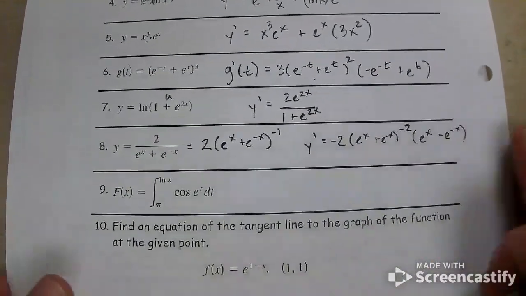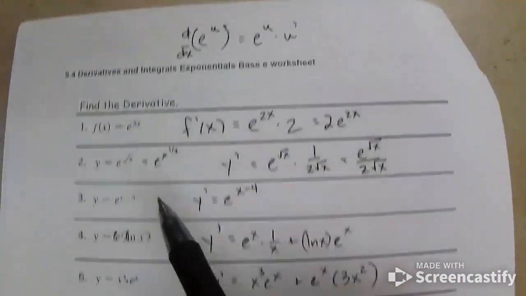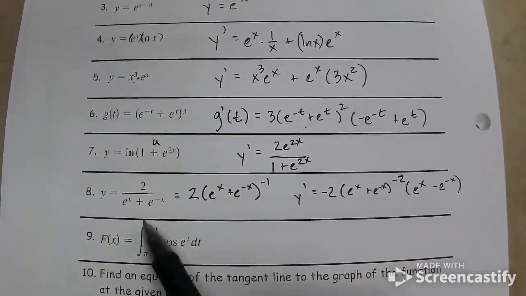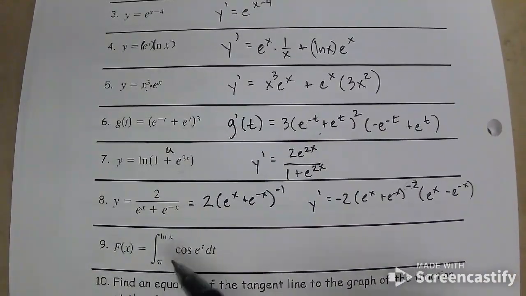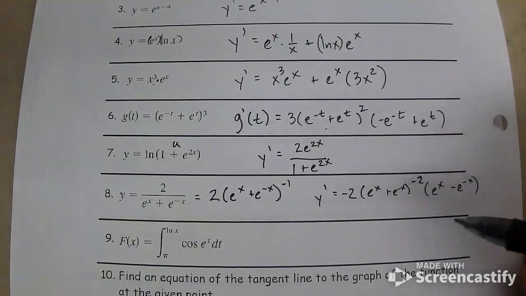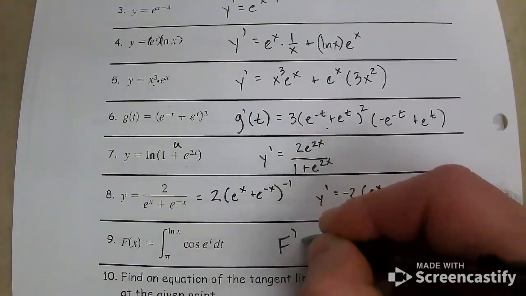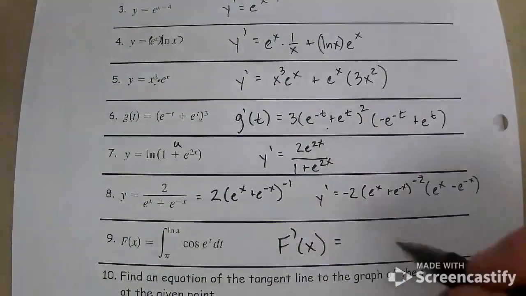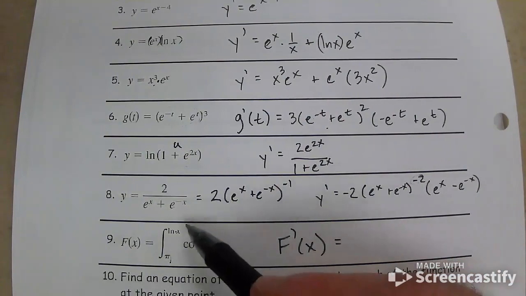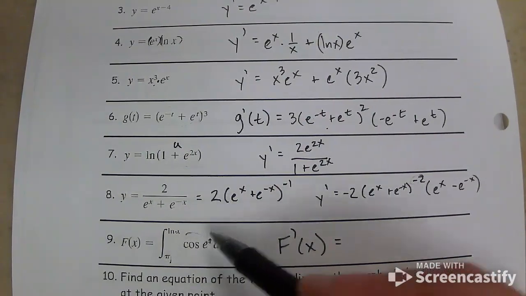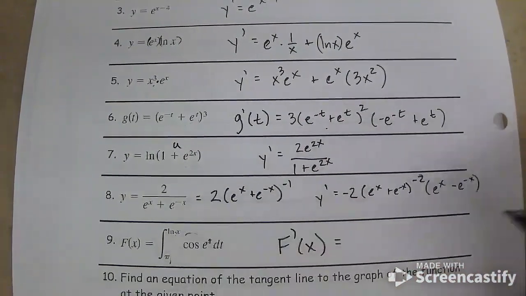Okay. Number 9 looks intimidating, but in reality, you're trying to find the derivative of an integral, an antiderivative here. So this is really the second fundamental theorem of calculus. 2 steps forward, 2 steps back. Okay. So our derivative of this is going to be, this is pi, which is a constant, and this is natural log of x. So substitute this in, and then go ahead and multiply by the derivative of that.